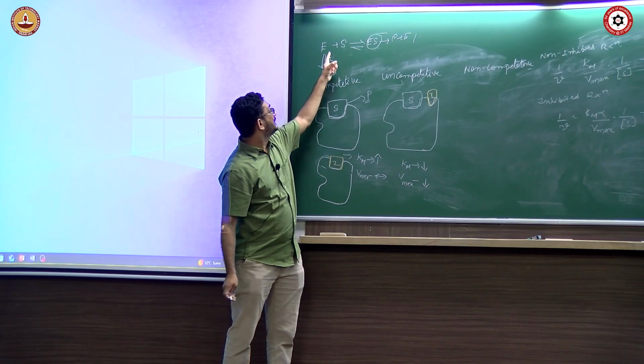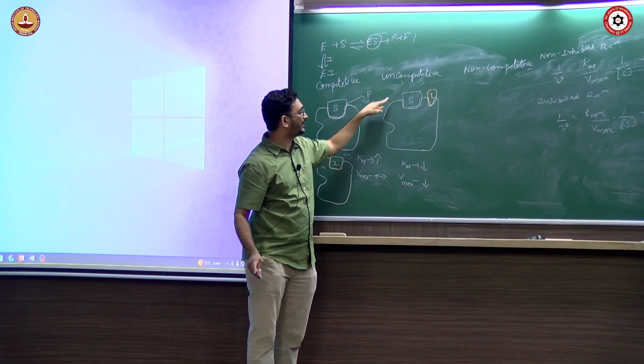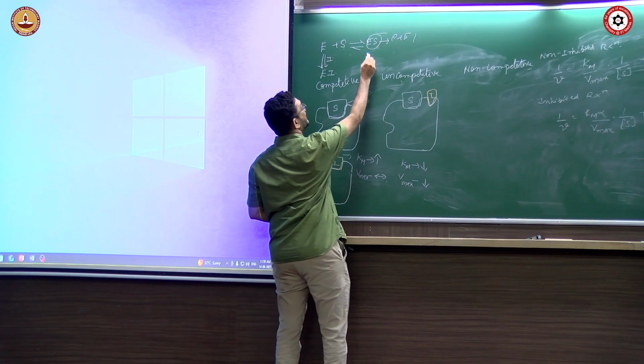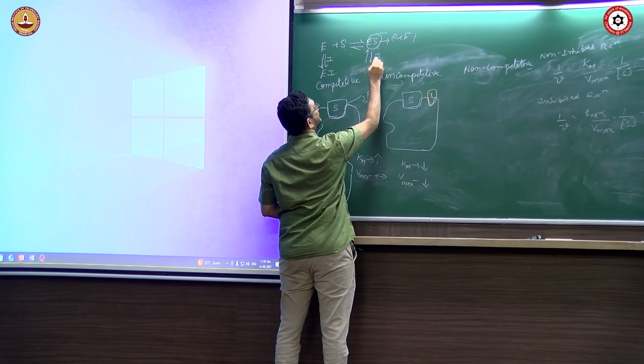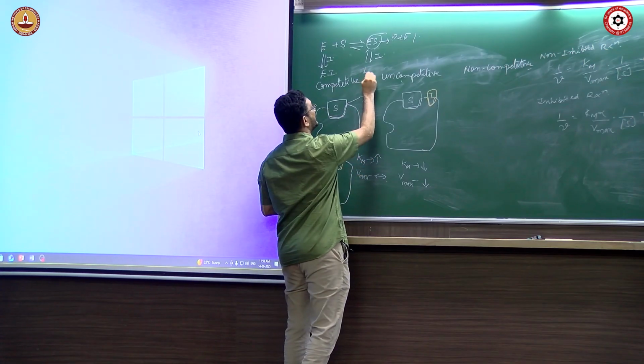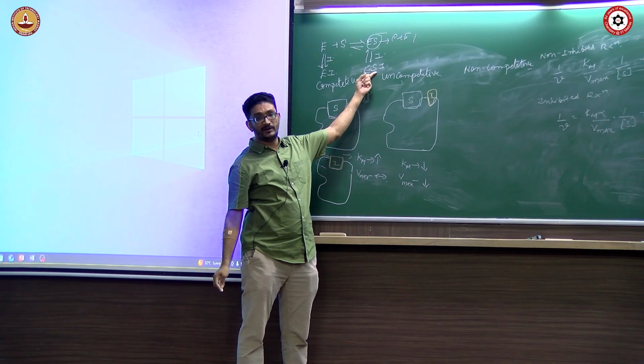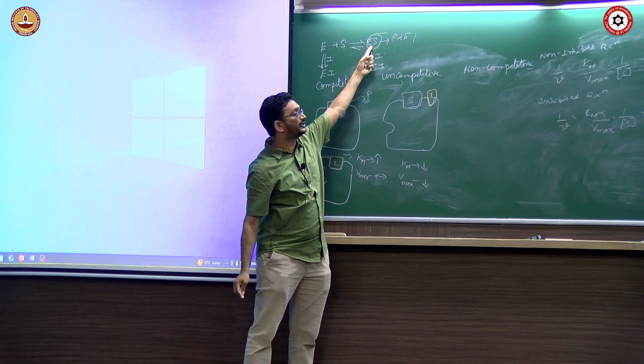And why is that? So this I is binding only to the ES complex. That means it is binding here, right? It is binding here. Now it forms ESI. So this is not going to give me product. Only ES is going to give me product.